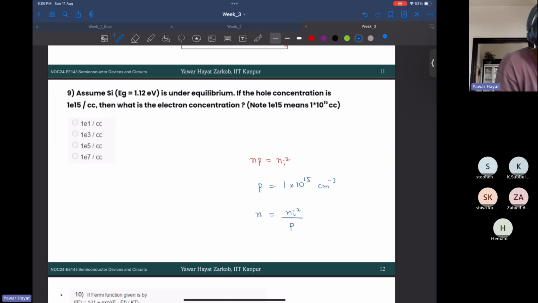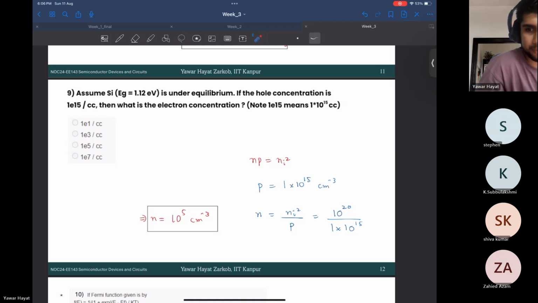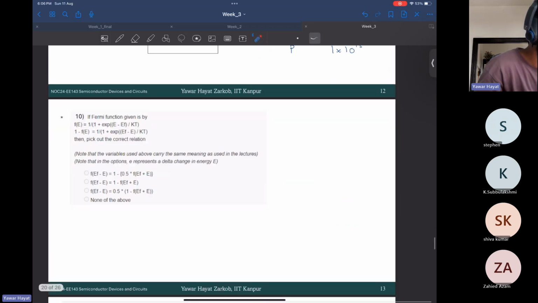And if we square that, we'll get 10 to the power 20, right? Divided by p, and p is your 1 into 10 to the power 15, right? So what is your n now? Your n is 10 to the power 5 per centimeter cube, right? This is your n. So the option that is correct is option C. Fine. So we are done with the ninth one as well.